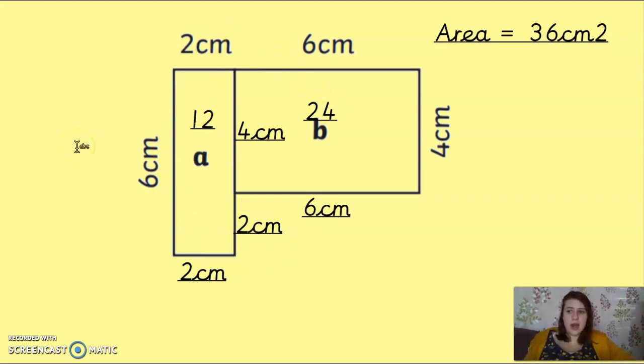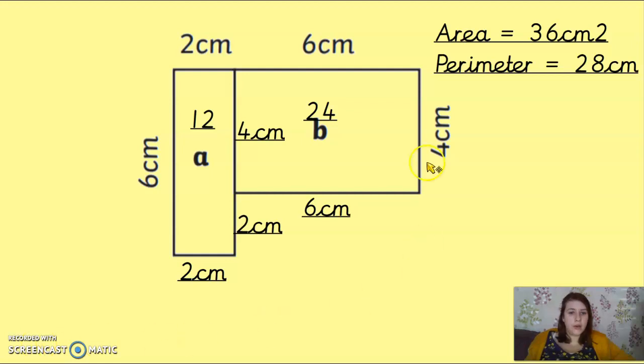So pause the video and have a go at adding all the sides together to get the perimeter of the shape. Okay, so hopefully you got 28 centimetres. If you didn't quite get that, you might have forgotten to add one of the sides. We don't add the sides inside. So this 4, we don't need to add. That was just to be able to work out the 2.